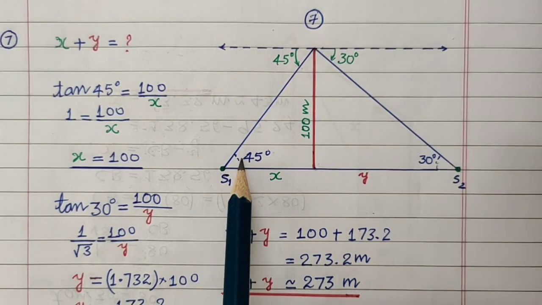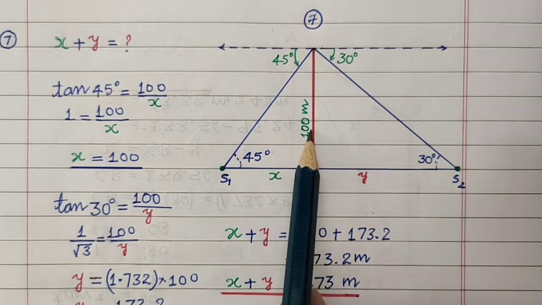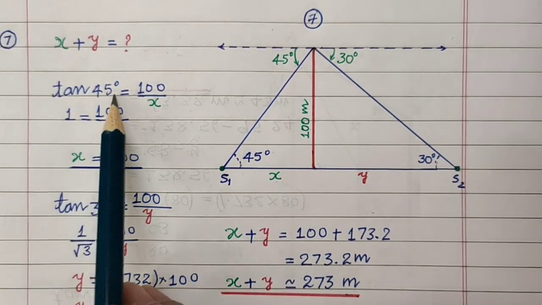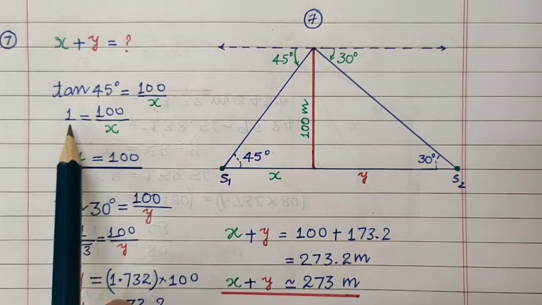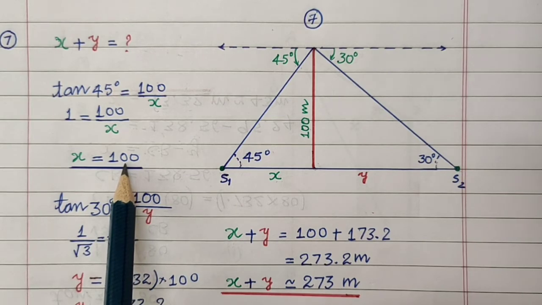Tan 45 is equal to perpendicular divided by base, that is 100 divided by x. Tan 45 is 1. Tan 45 is equal to 100 by x. Therefore x is equal to 100.